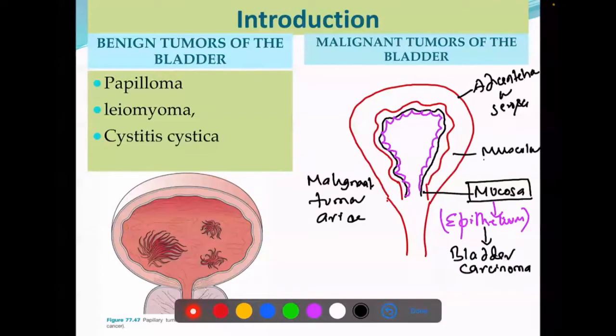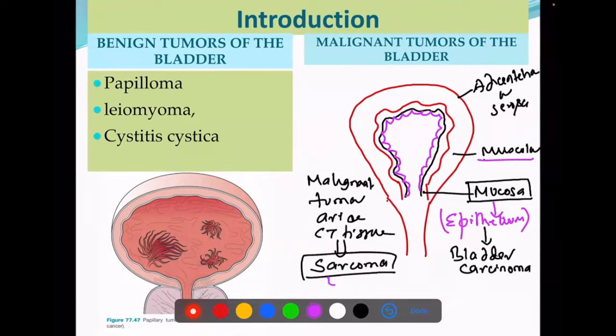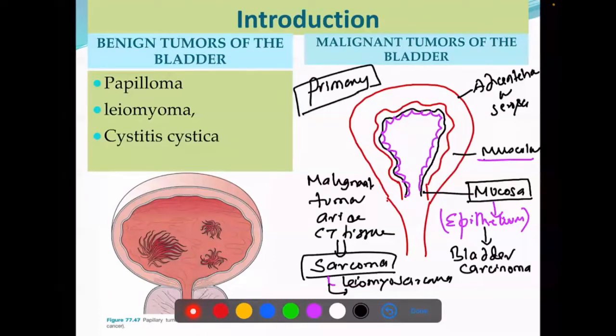A malignant tumor arising from connective tissue, or you can say mesenchymal tissue, is known as sarcoma. So it could be a malignant tumor arising from the muscular layer, known as leiomyosarcoma. And in children, there's rhabdomyosarcoma arising from the muscular layer. So primary malignant tumor of the bladder may arise from mucosa, or from the connective tissue or muscular layer. The most common variety arises from the epithelial surface.